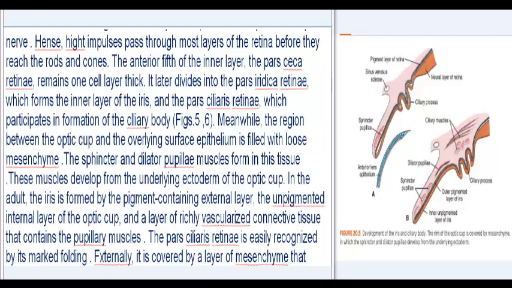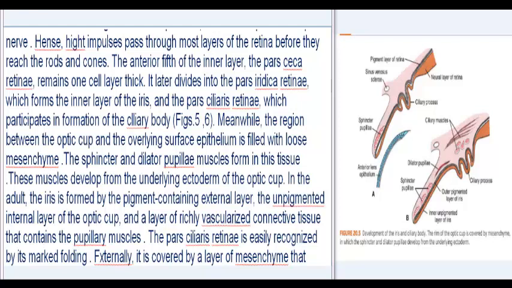The sphincter and dilator pupillae muscles form in this tissue. These muscles develop from the underlying ectoderm of the optic cup. In the adult, the iris is formed by the pigment-containing external layer, the unpigmented internal layer of the optic cup, and a layer of richly vascularized connective tissue that contains the pupillary muscles.